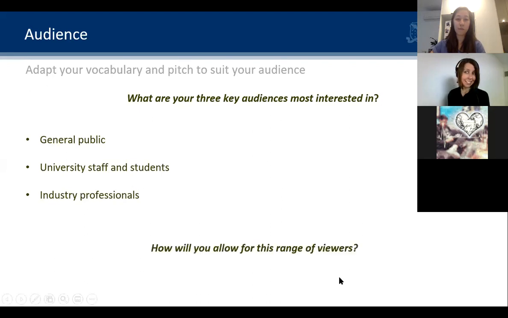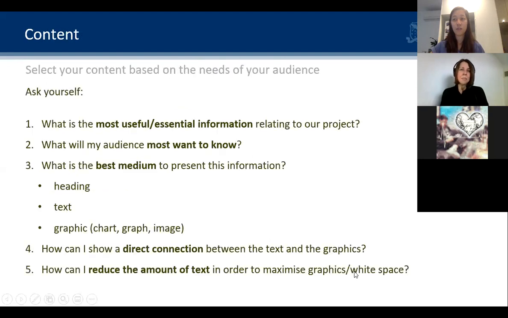But the trick to all of this is how do you engage? How do you allow for that range of viewers, from people who don't necessarily have a strong background in engineering, all the way up to people who are specialists in your field? How do you make it accessible to everybody? The trick is to really consider, well, what is the most interesting or useful information from our project? What do people really need to know? And what will they most want to know?